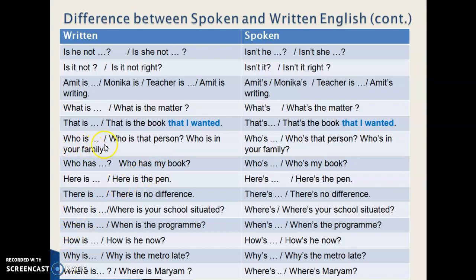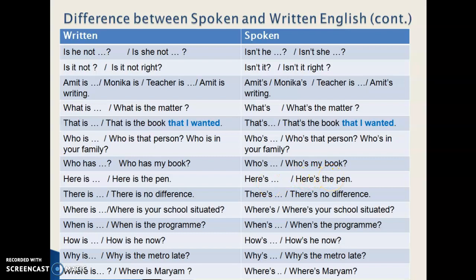Who is that person? Who is in the family? Who is that person? Who is in your family? Who has a book? Who has my book? Here's the pen. Here is the pen.